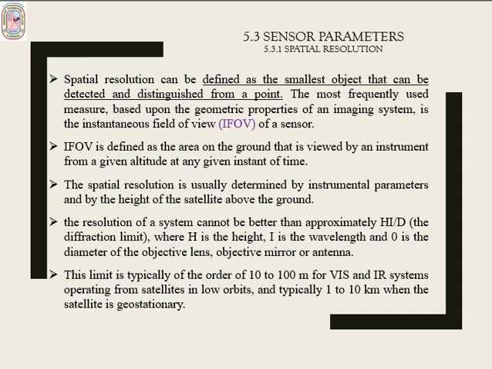This spatial resolution is usually determined by the instrumental parameters and by the height of the satellite above the ground. The resolution of a satellite cannot be finer than approximately Hλ/d. This is the diffraction limit, where H is the height, λ is the wavelength, and d is the diameter of the objective lens or antenna. This limit is typically of the order of 10 to 100 meters for visible band and IR systems operating from satellites in low orbit, and typically 1 to 10 kilometers for a geostationary satellite.